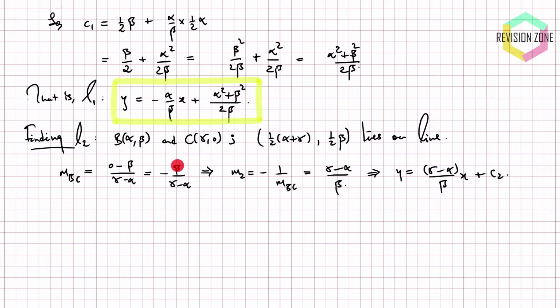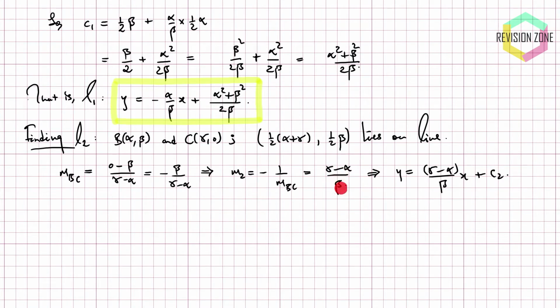to give me minus beta over gamma minus alpha, and from this we can figure out the gradient of the line L2, which is perpendicular to the segment BC. So basically we will take this and we will flip it and we will stick a negative in front, okay? And when we do that, this negative would die and we will end up with this expression here.